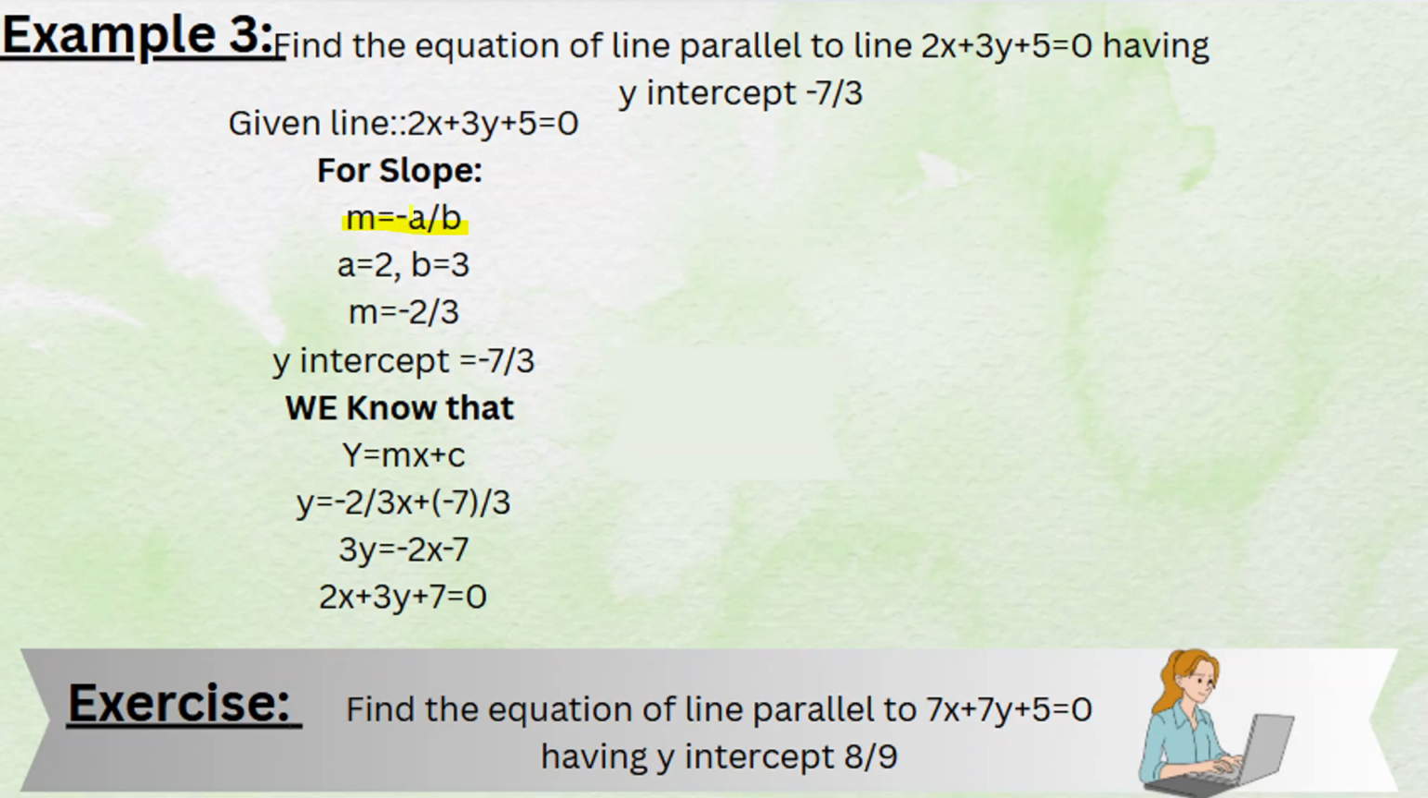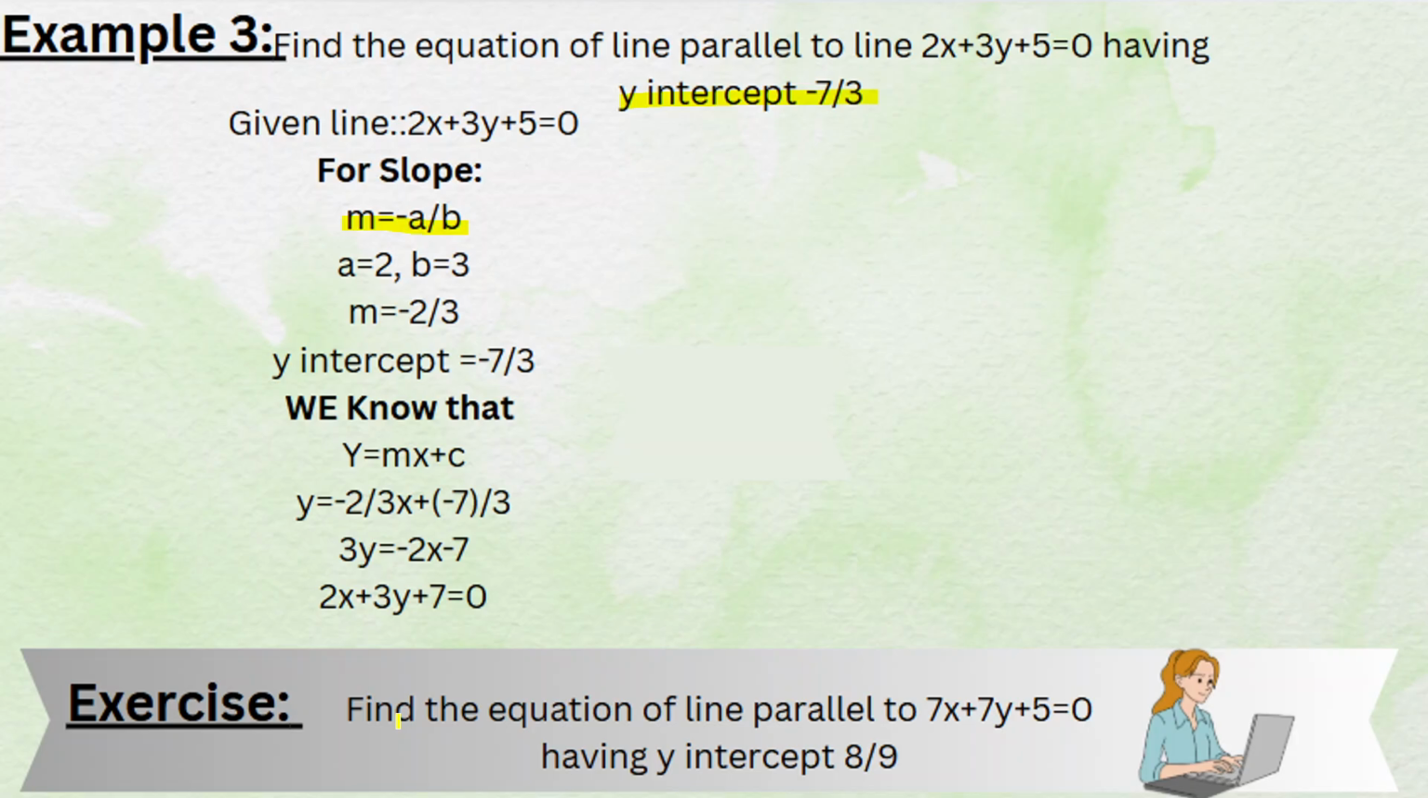This formula is used to find the slope of any line given by a homogeneous linear equation in two variables whose degree is 1. Now the value of a is 2 and the value of b is 3. Actually, a is the coefficient of x and b is the coefficient of y, which is 3. So the slope will be -2 over 3, while the y-intercept is -7 over 3, which is given in the question. So we put values in the formula, which gives y = -2/3 x + (-7/3), and the final answer will be 2x + 3y + 7 = 0.